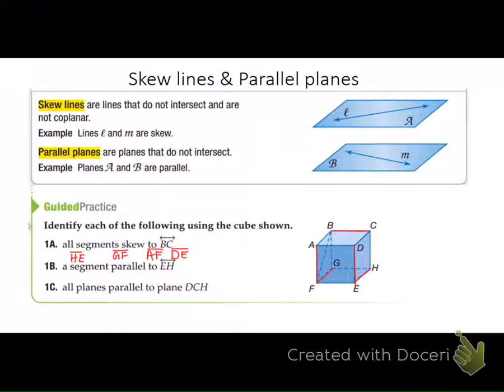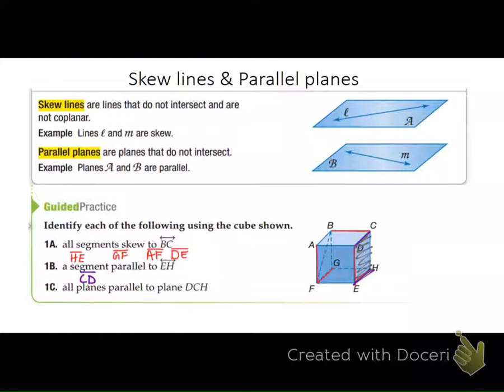Just give me one segment parallel to EH. There's more than one, but give me something parallel there. Kylie? So this is plane CDH. What plane is parallel to CDH? So that'd be like this wall here is parallel to that wall there, right? Which is AGF or ABG or ABF. Any of those would work. So plane ABG is what I'm going to say.